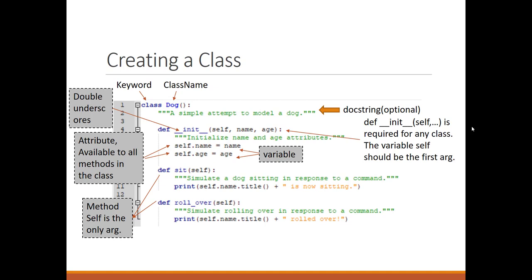In the init method, you have to use self as the first argument. And then we have the comma and multiple arguments that we have. These arguments depend on the type of the class that you have. For example, for the dog class, we are defining the name and the age. So each dog has a name and age.